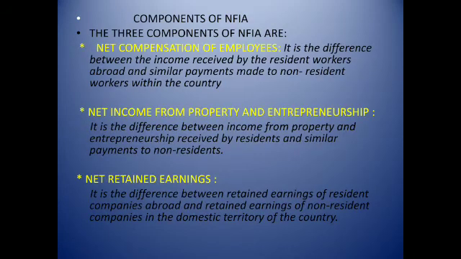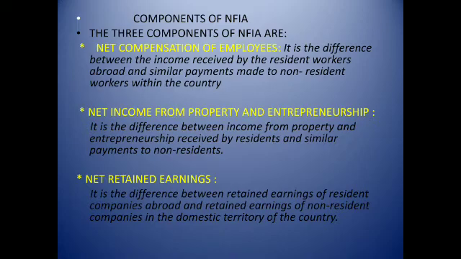Now let us see what are the components of NFIA, net factor income from abroad. There are three components of NFIA and they are the net compensation of employees, the net income from property and entrepreneurship, the net retained earnings. So here you can see in all the three places there is net. Net means received minus paid. That you must remember in your mind.